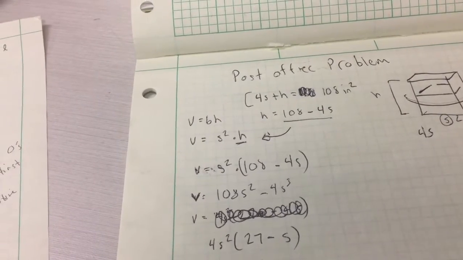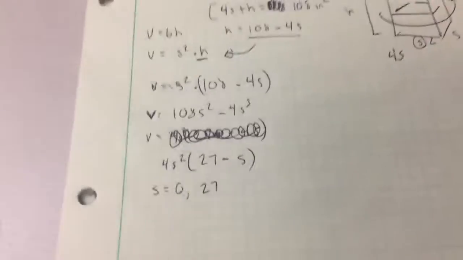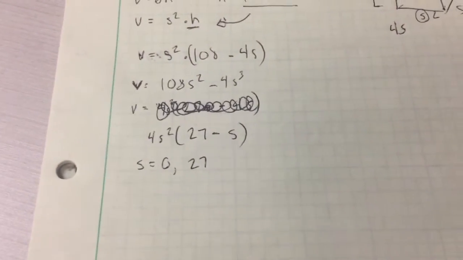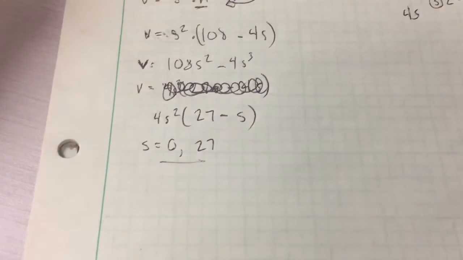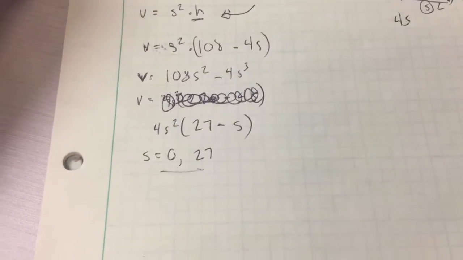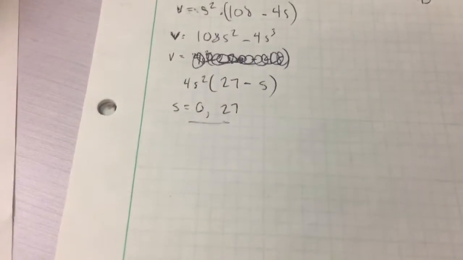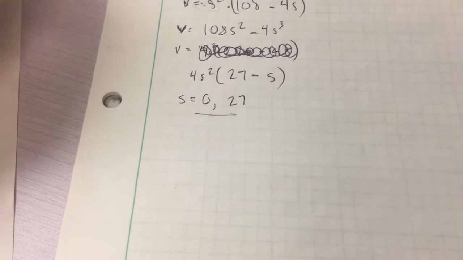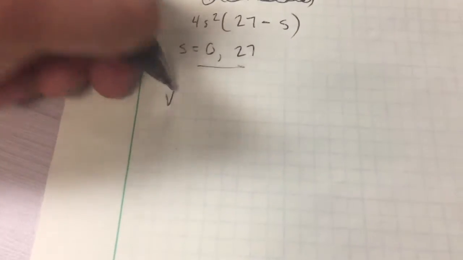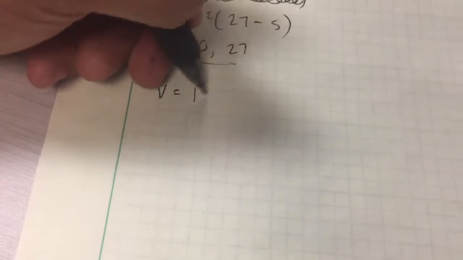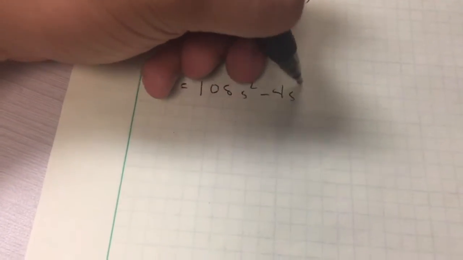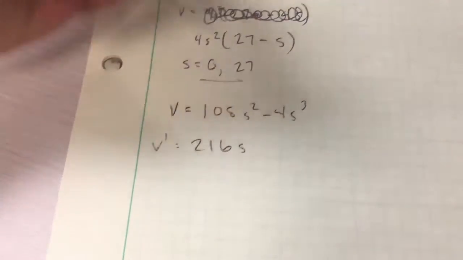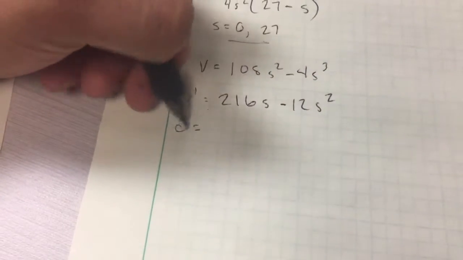But we are not through yet because we don't need these critical points in this scenario. What we do need is the maximum, which we could find using the second derivative. So if you do the first derivative, v equals 108s squared minus 4s cubed. We do v prime, that equals 216s minus 12s squared. Same thing, you can factor out, set it equals 0.